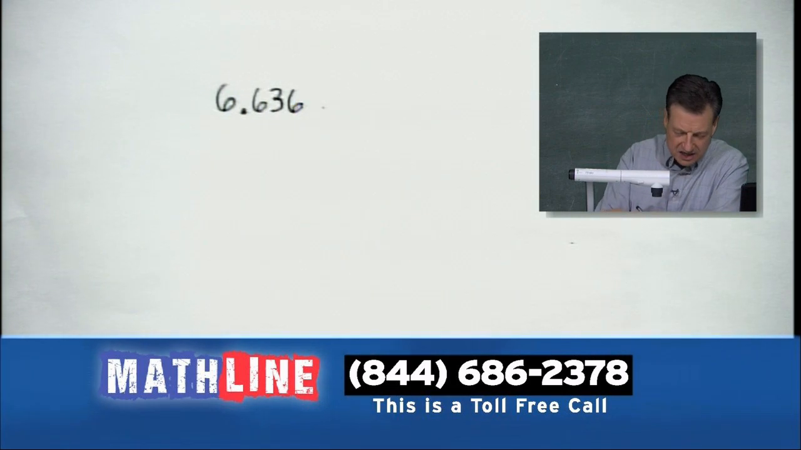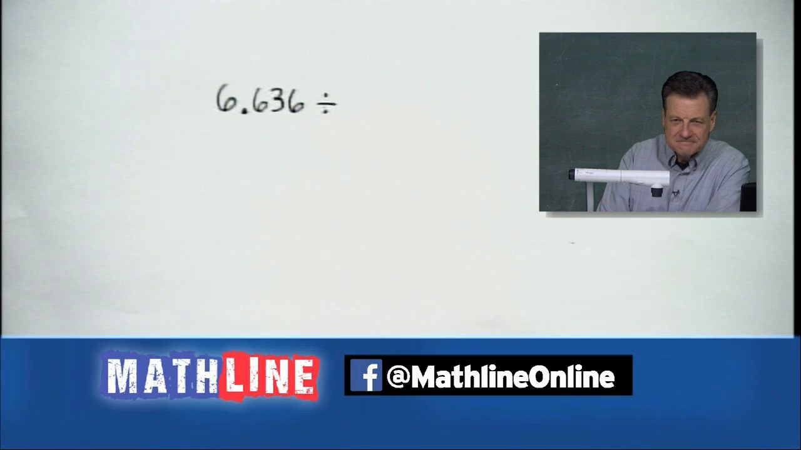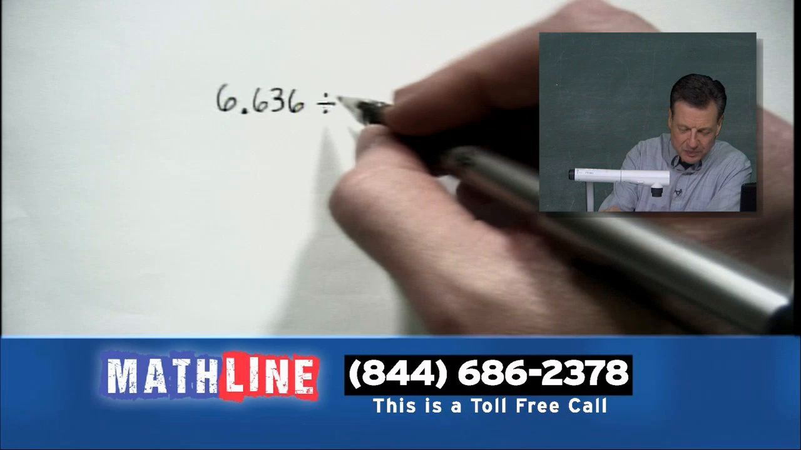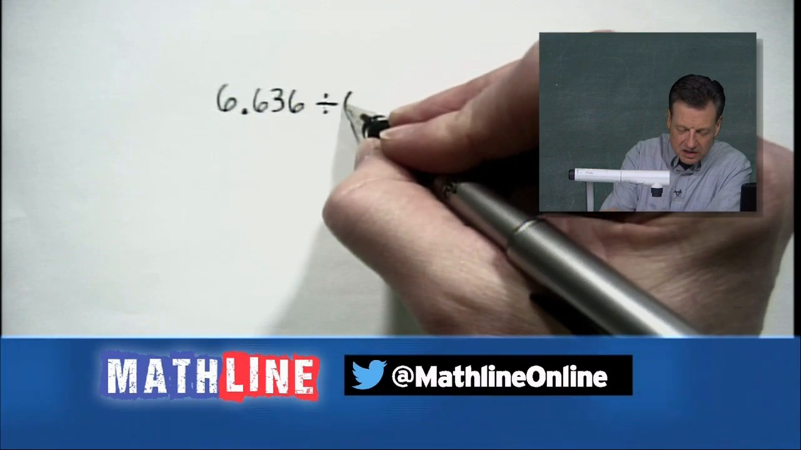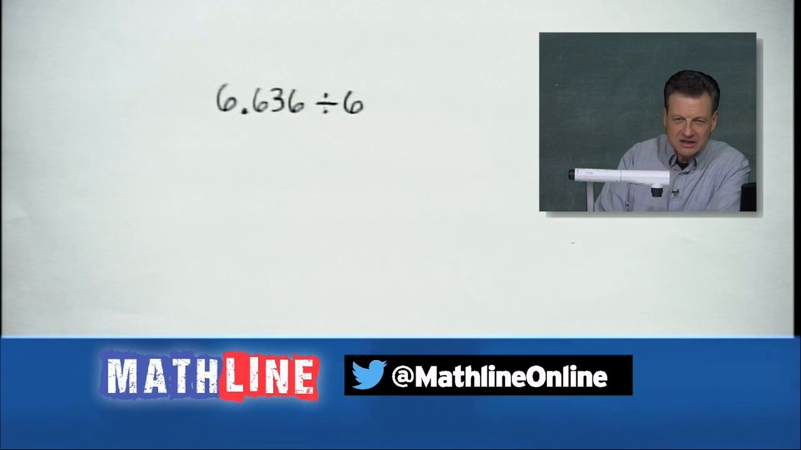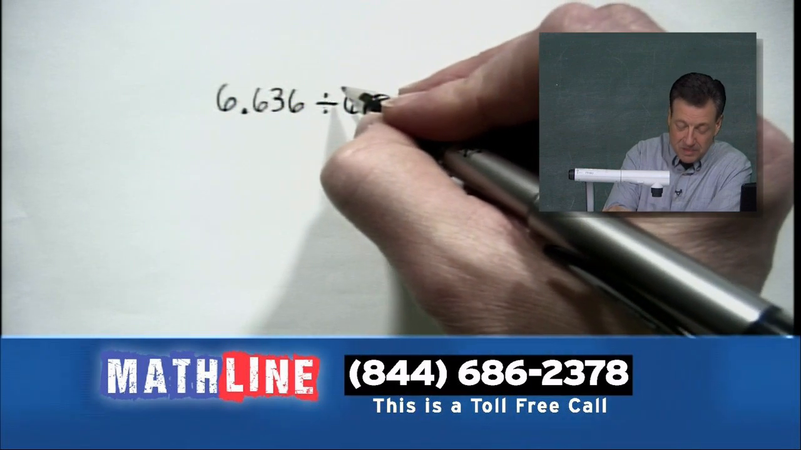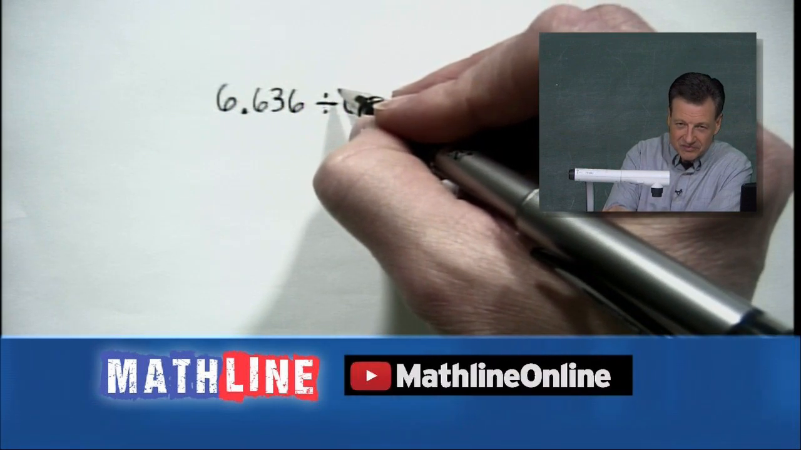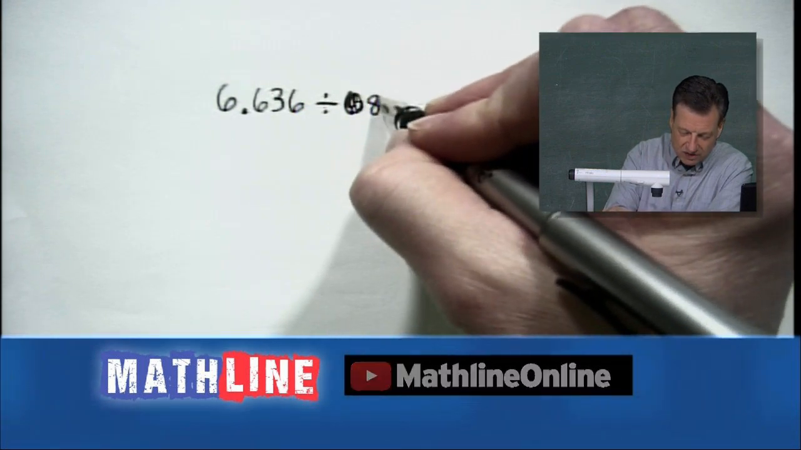Divided by. All right, divided by? That was 6. Okay, that was 6. Another 6? Divided by. Negative 6? Divided by. 84. 84. All right.